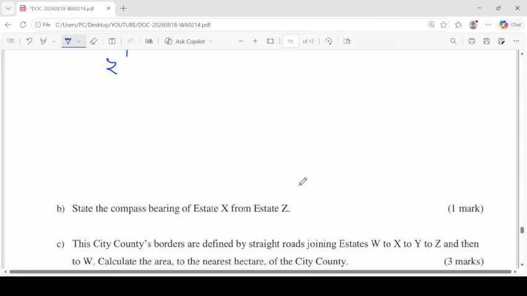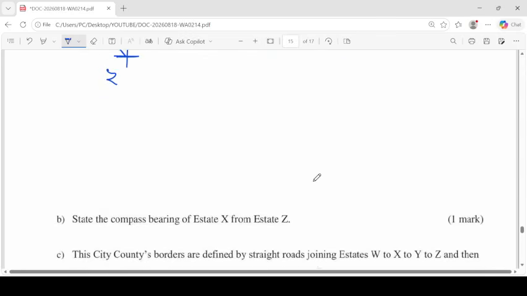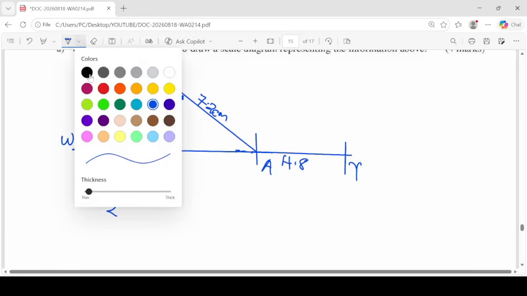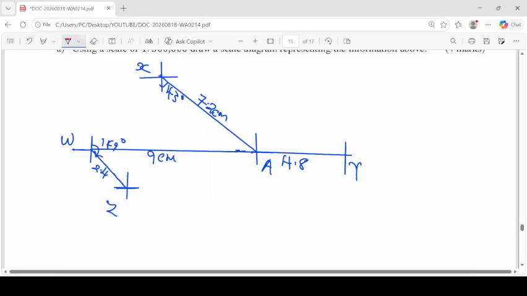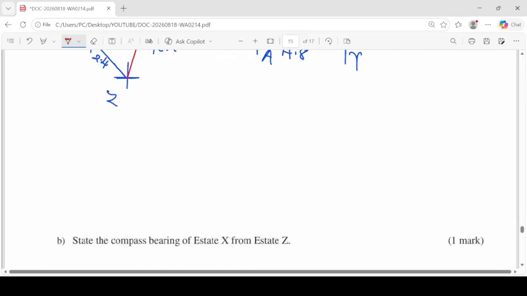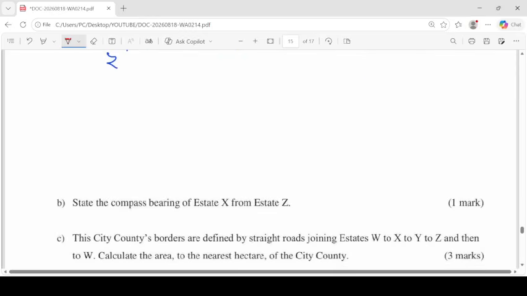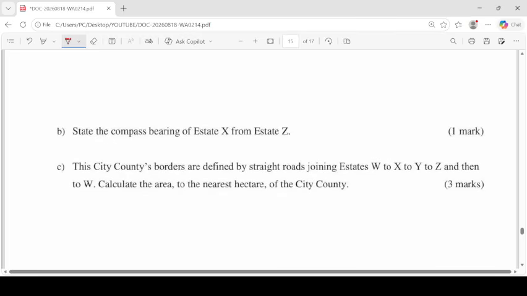Then now you go and state the compass bearing of X from Z. X from Z, you join X to Z. Let's join X to Z, dear learners. So X to Z is here. So they want the compass bearing of X from Z. So from Z here, this angle here, you'll take the compass bearing. Compass bearing, I hope you know how to write it, maybe north a certain degrees to the east and so on. That one you can be able to give. I'm not able to provide it because mine is a sketch.